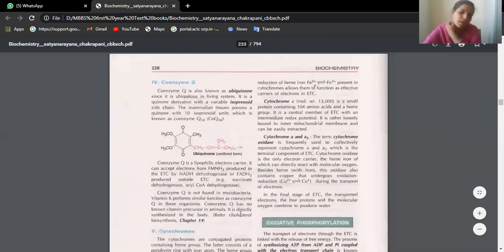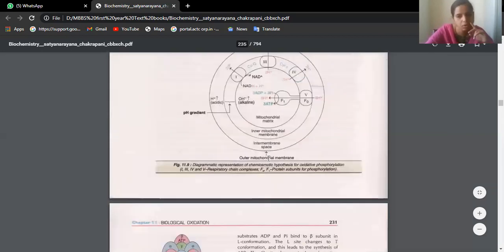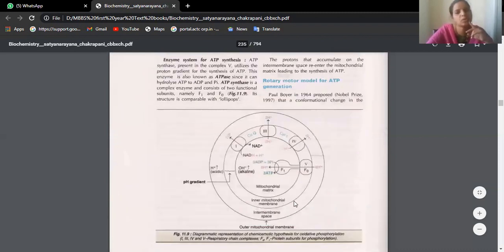This we will elaborate when we do one more thing, that is oxidative phosphorylation, where you have the chemiosmotic hypothesis. This we will do later.